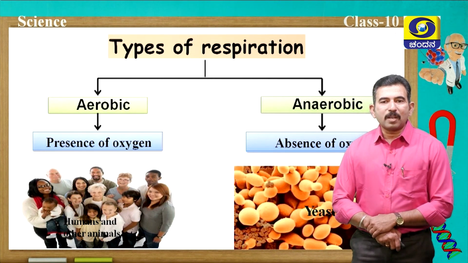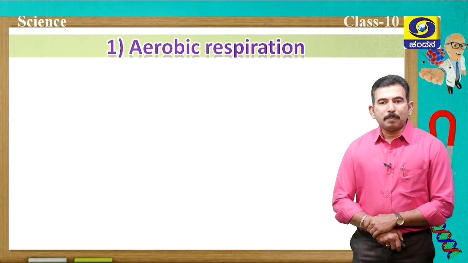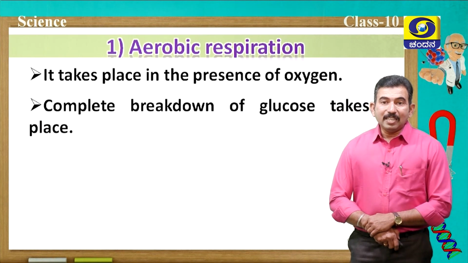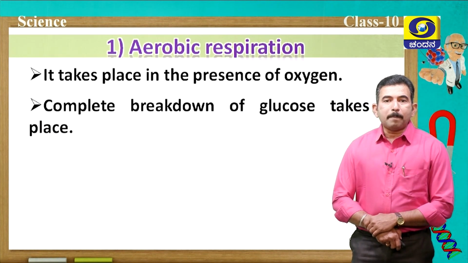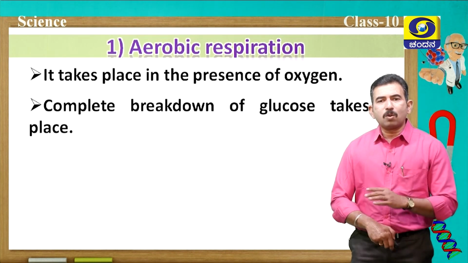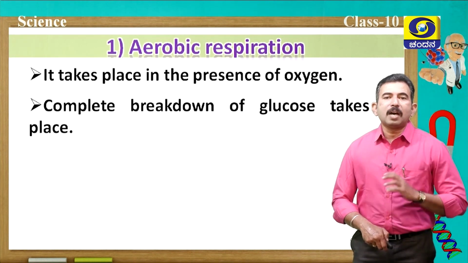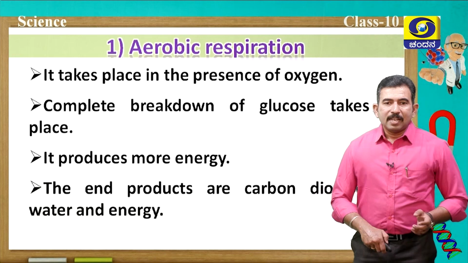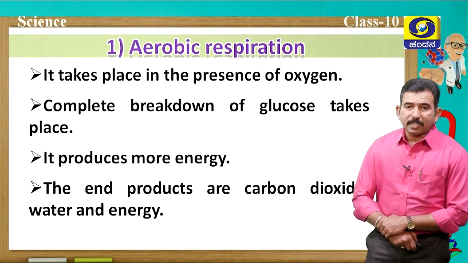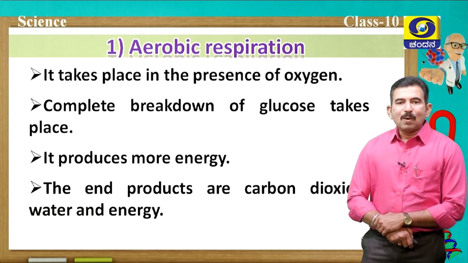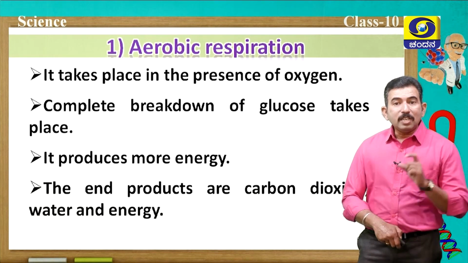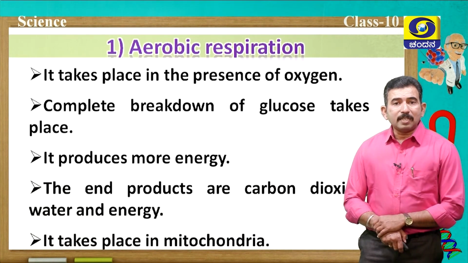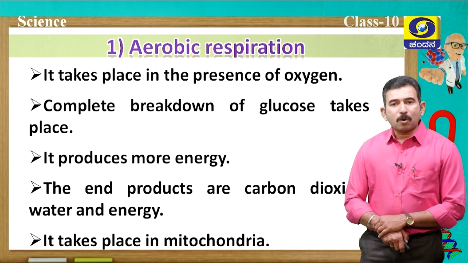First let us study aerobic respiration. Aerobic respiration takes place in the presence of oxygen, and in this particular type of respiration complete breakdown of glucose takes place. Here the glucose completely gets broken down to liberate a large amount of energy. The end products of aerobic respiration are mainly carbon dioxide, water, and energy. So in this particular process a large amount of energy is released, and this respiration takes place in mitochondria.